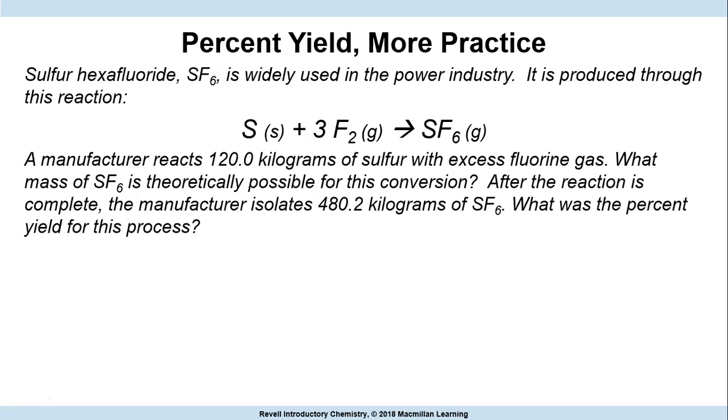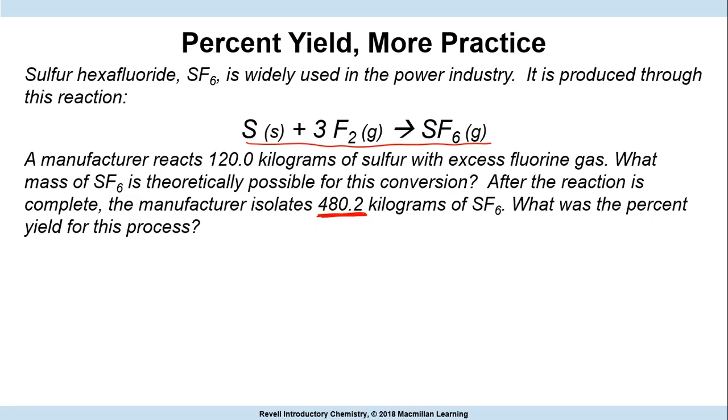After the reaction is complete, the manufacturer isolates 480.2 kilograms of sulfur hexafluoride. What was the percent yield of this process? Now, let me show you what is going on. First, we have to look at the balanced chemical equation. With the balanced chemical equation, we will be able to calculate the theoretical yield. Okay, and now, after he carries out the reaction, he actually obtains 480.2 kilograms. So this is the actual yield.